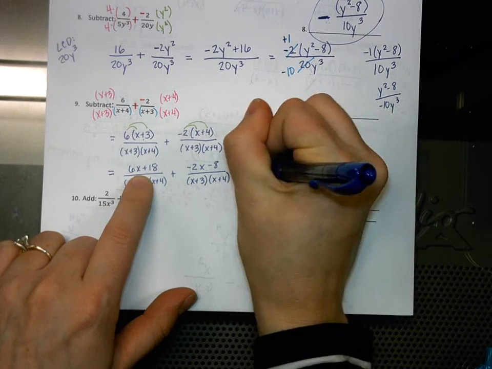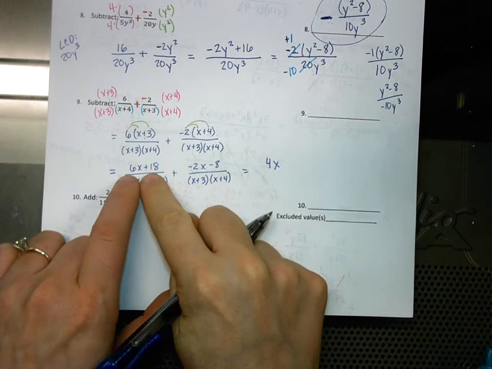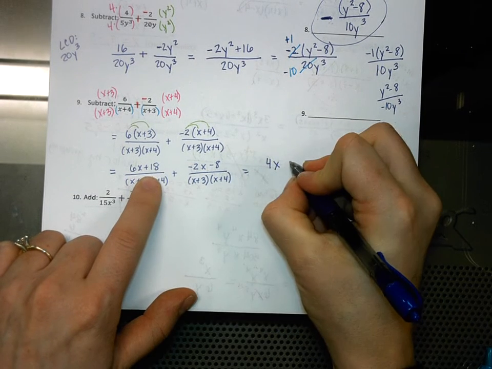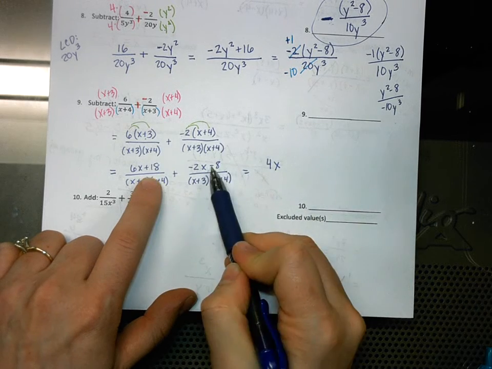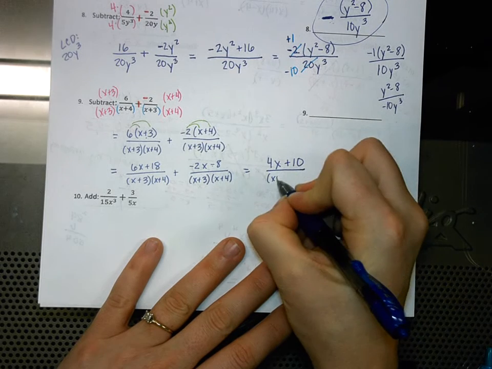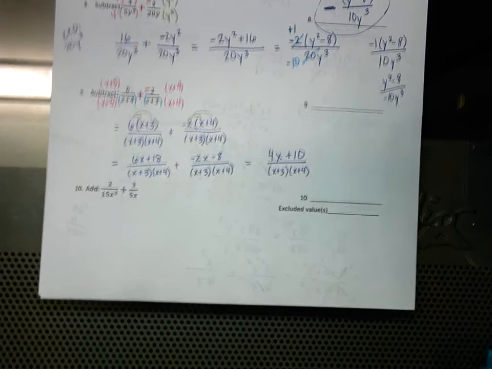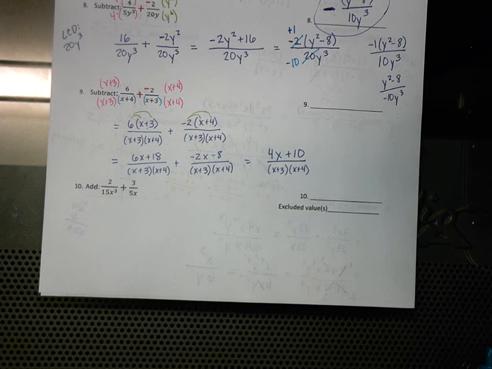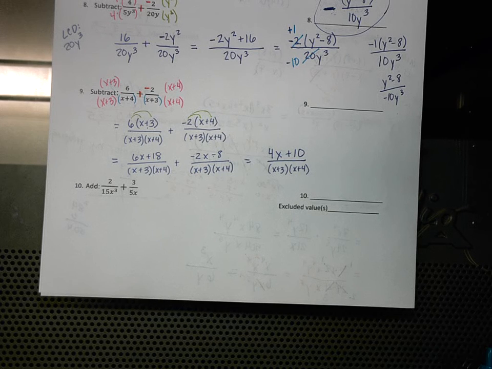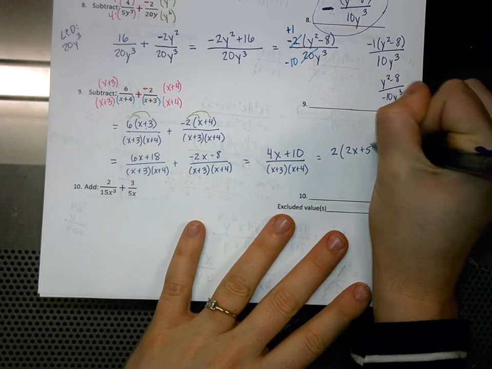What is 6x plus negative 2x? 4x. And what is 18 plus negative 8? In other words, what's 18 minus 8? 10. Okay, at this point, you need to check to see if we can simplify more. How do we simplify? Greatest common factor, which is 2, and I'm left with 2x plus 5, because if I were to distribute, I get 4x plus 10.